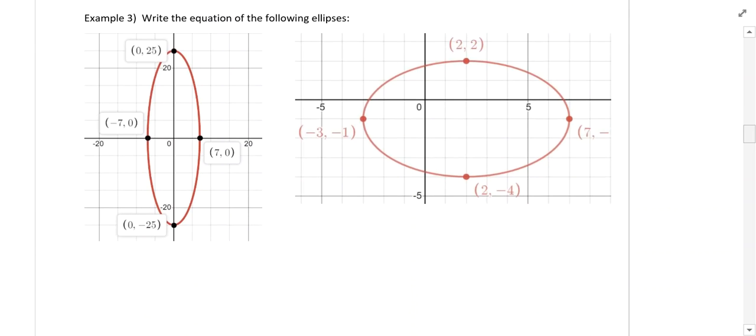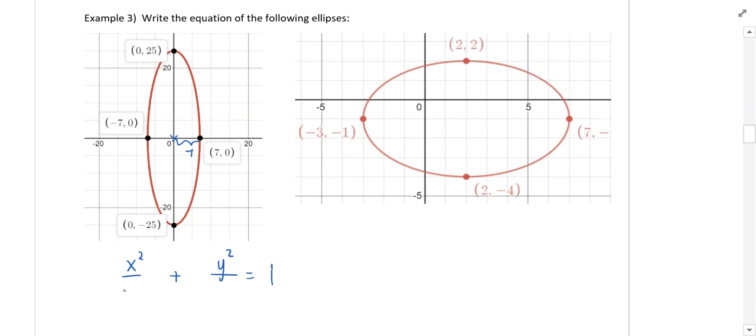We can also write the equations. That was our second objective. And so when I'm writing the equations, I'm going to start by finding the center. Here my center is at 0, 0. So that tells me I'll have x squared, y squared, both with denominators on the bottom, a plus sign between them because we're not doing hyperbolas yet. And the distance that I traveled here from 0 to 7, well, that's 7 units.